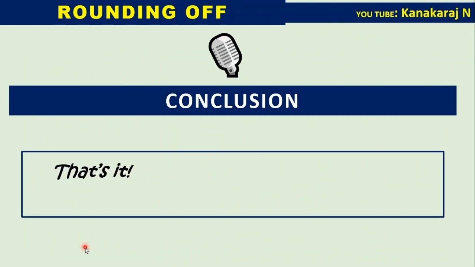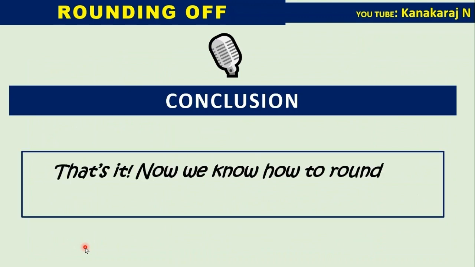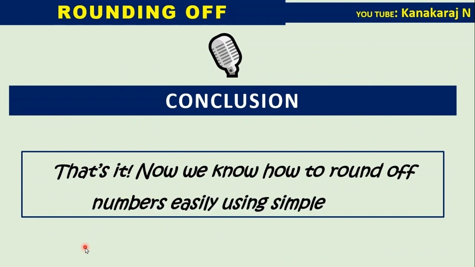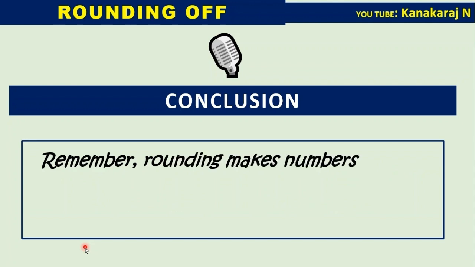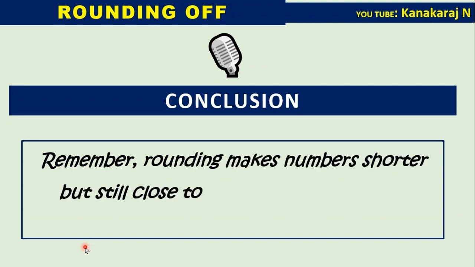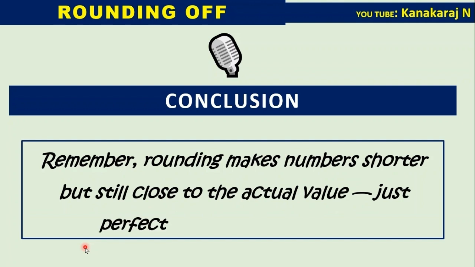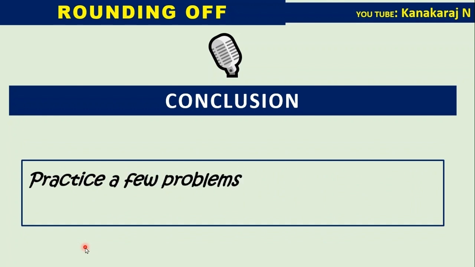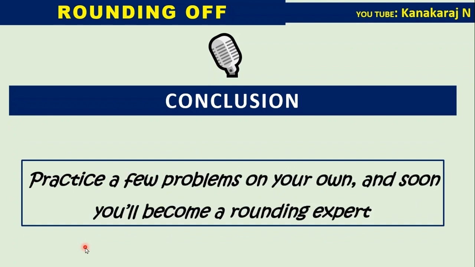Conclusion. That's it. Now we know how to round off numbers easily using simple rules. Remember, rounding makes numbers shorter but still close to the actual value. Just perfect for quick calculations. Practice a few problems on your own and soon you'll become a rounding expert.